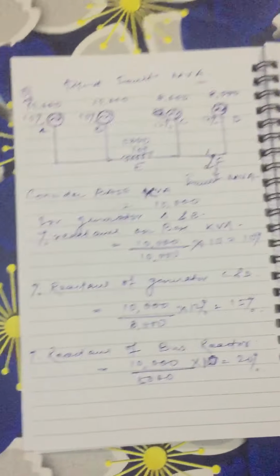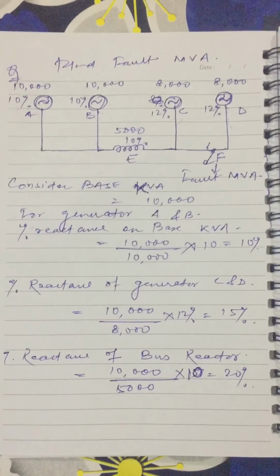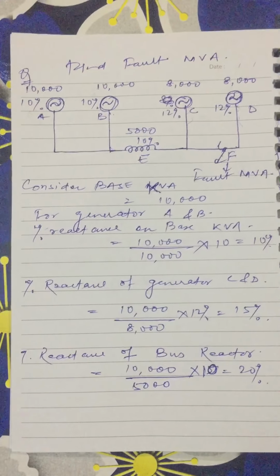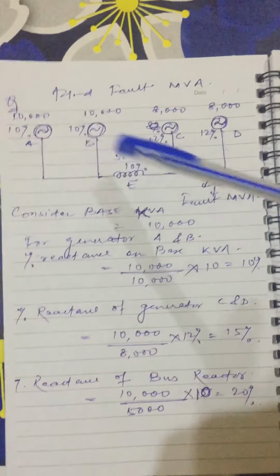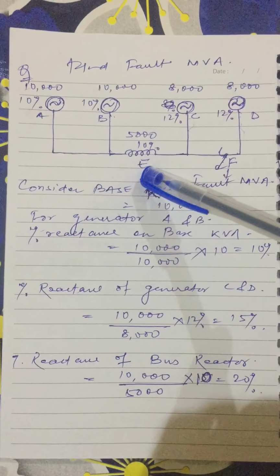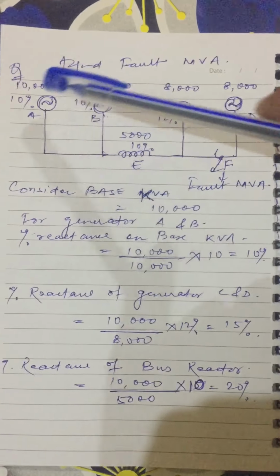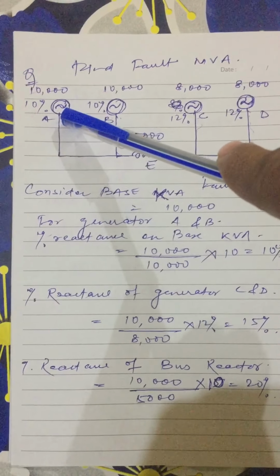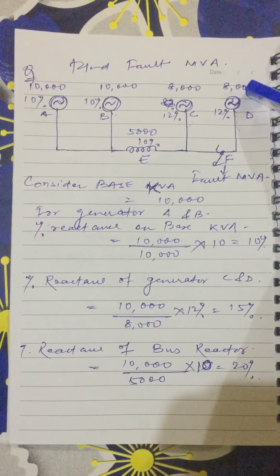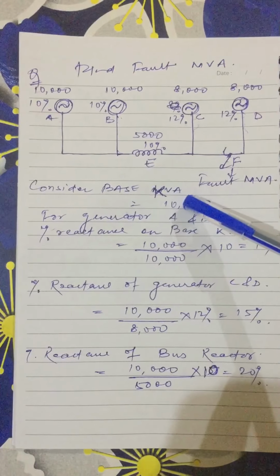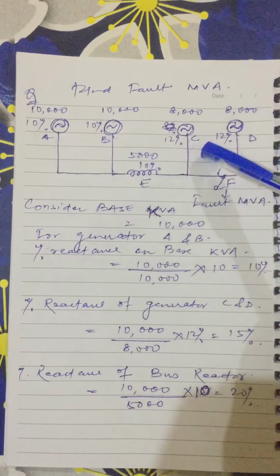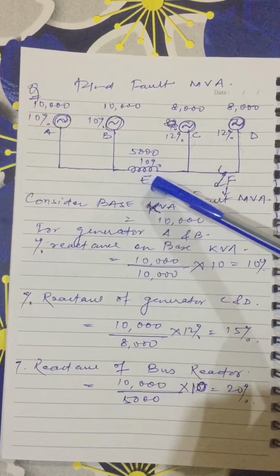In this we have to find the fault MVA for this network. We have 4 alternators here and 1 bus reactor. So let us name the alternators A, B, C and D, and let us suppose this bus reactor is named E. Alternators A and B have base kVA of 10,000, C is 8,000, D is 8,000, and for E we have 5,000, and the rated percentage reactance is 10%, 12%, and this bus reactor has 10%.